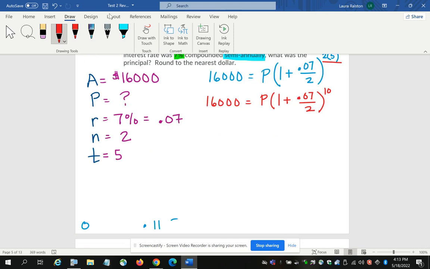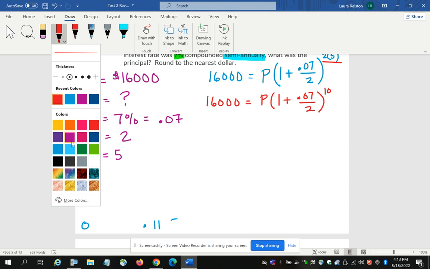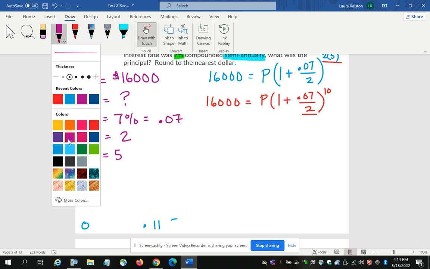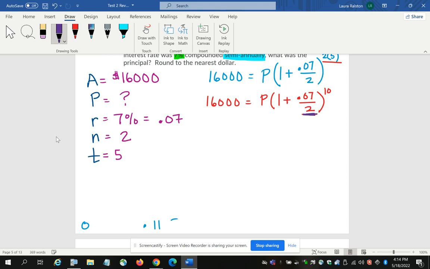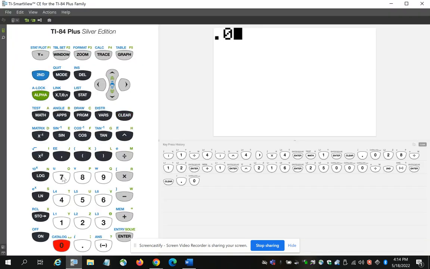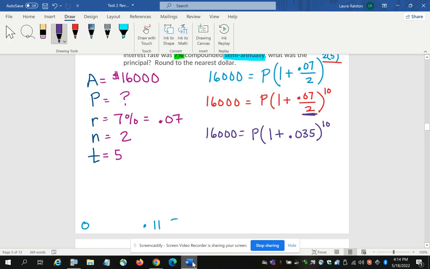Then I'm going to work inside the parentheses. Okay, so working inside the parentheses, I'm going to do the division. And I forgot to change colors. Sorry. Okay, so I'm going to do the division. So I have 16,000 equals P times 1 plus 0.035 to the 10th power. I did that in my head. But guys, you can go over here to your calculator. 0.07 divided by 2 is 0.035.